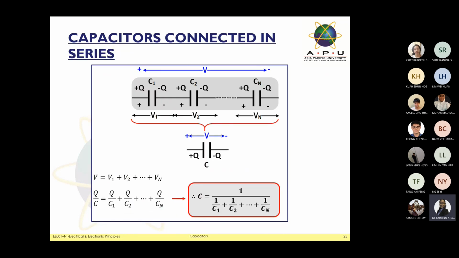This is what we call capacitance connected in series. Just now it was parallel, now we call it series. So what do they mean by series? Series means all your capacitances will be connected in the same connection, or in the same direction. I say it's the same connection or same direction.